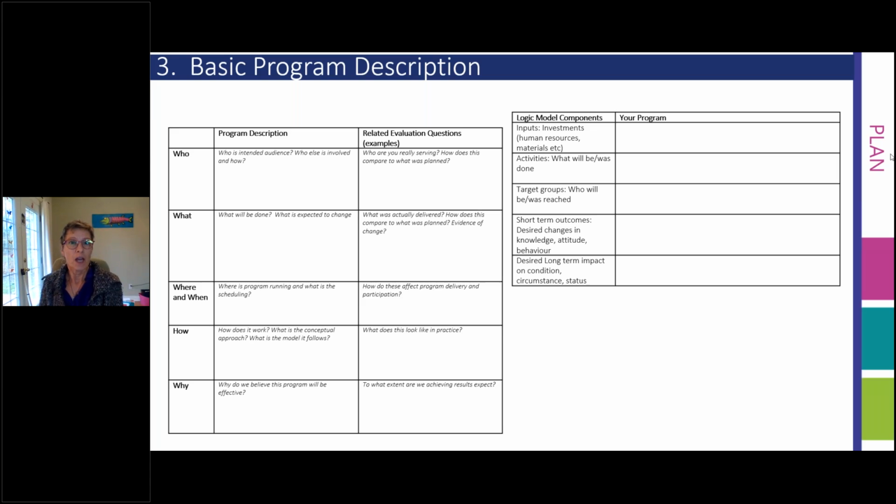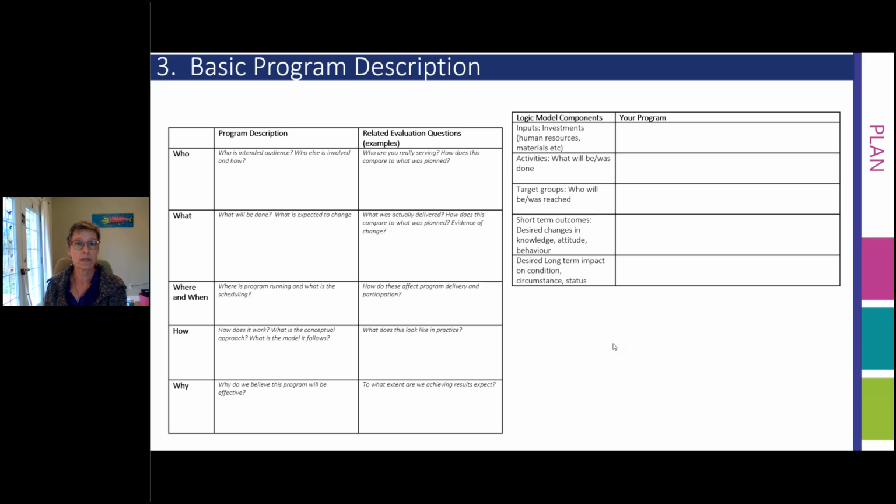Thanks, Maria. So we saw in the early slides, when you were asked what got in the way of an evaluation and what makes for an effective evaluation, we often saw people talking about clarity. And this basic program description, or developing a program description, really helps with that clarity question.